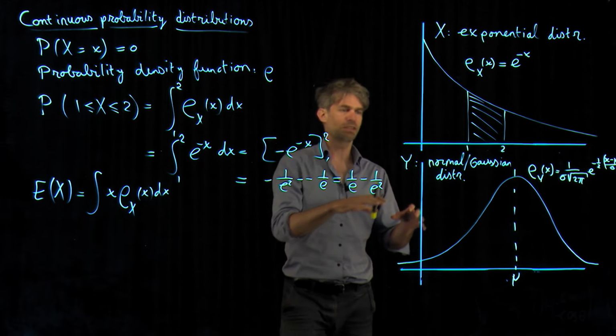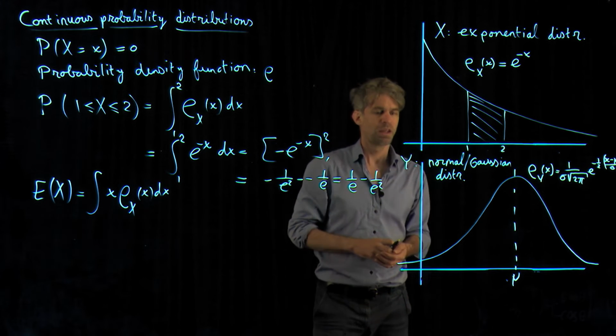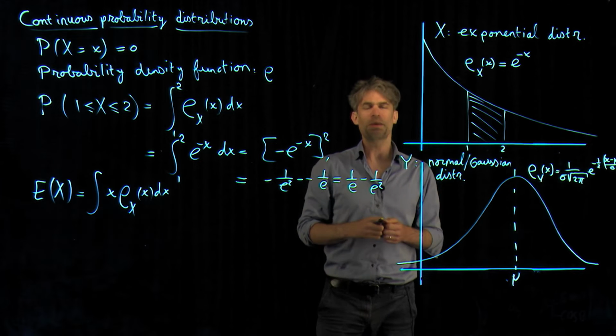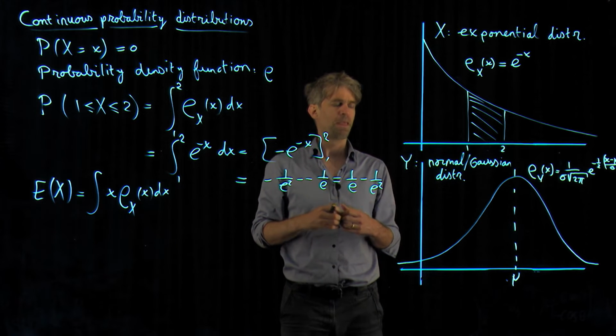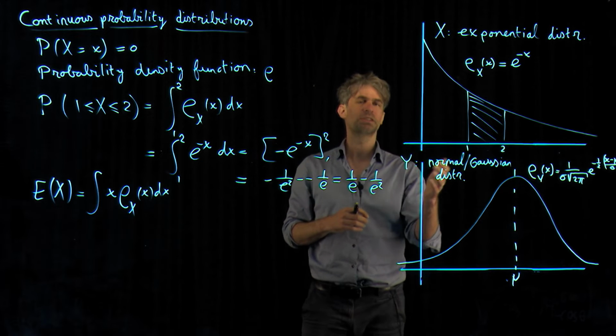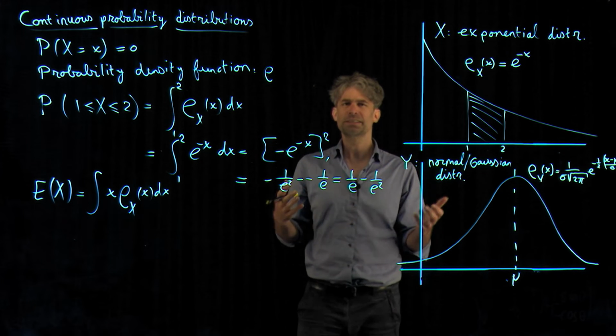Now look at this other example here. It's a very famous distribution. It's by far the most important continuous distribution. It's the normal or Gaussian distribution. Now why is it so famous?